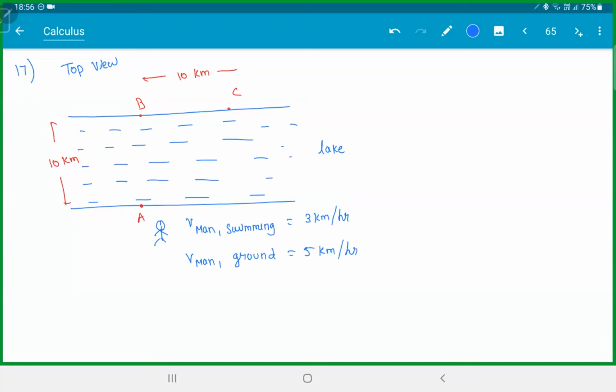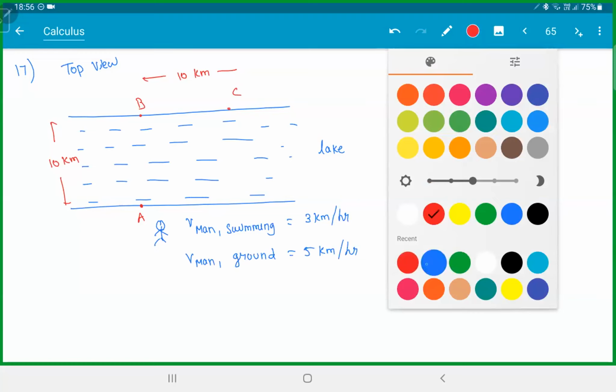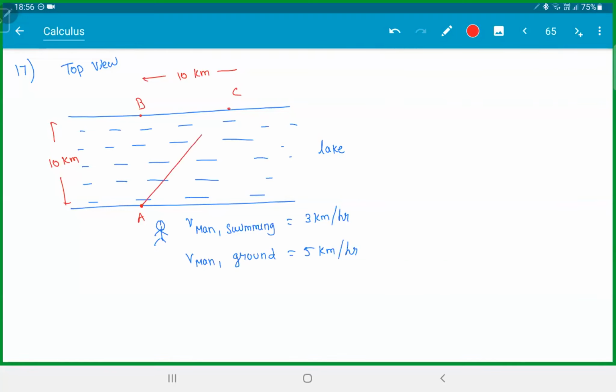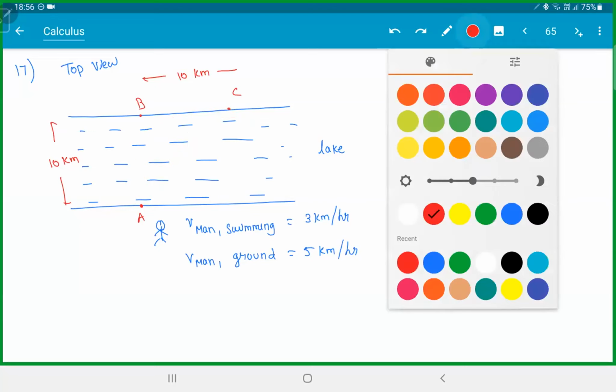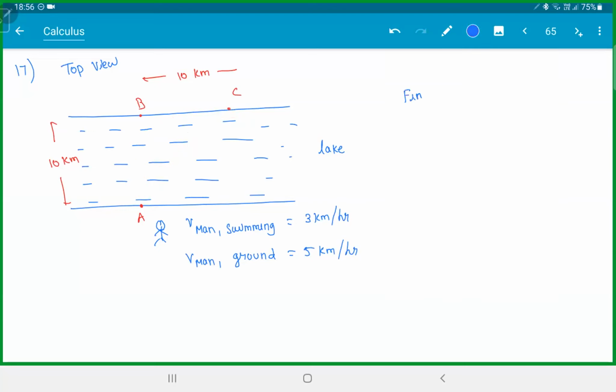Now he is going from A to C. How can he go from A to C? One, he can directly swim and go, but that will take more time because he has to swim only. Or he could go to B and start running there, because running on the ground is faster. Or you can go somewhere in the middle and go like this. So there are infinite ways you can do this. Is this making sense? So the question is, find the minimum time taken for the man to go from A to C.